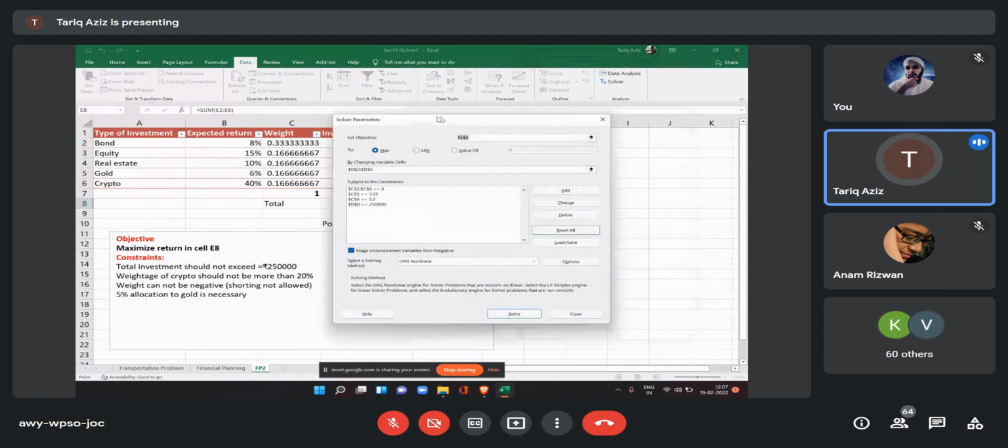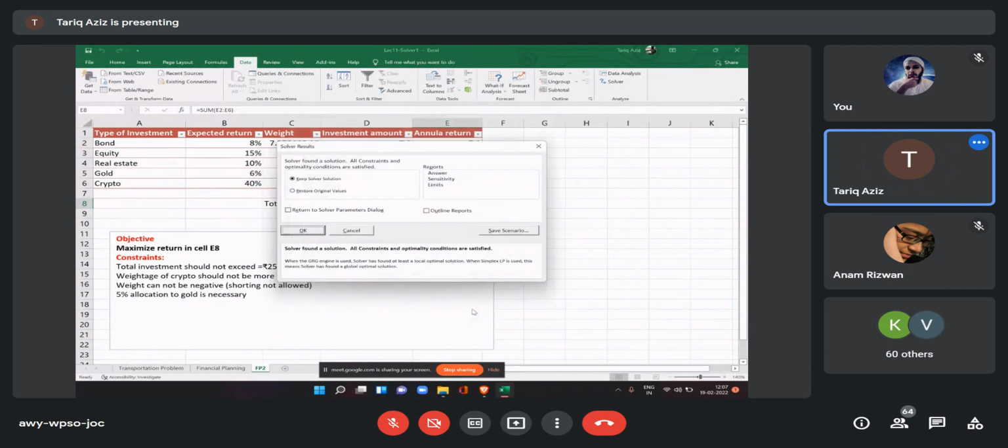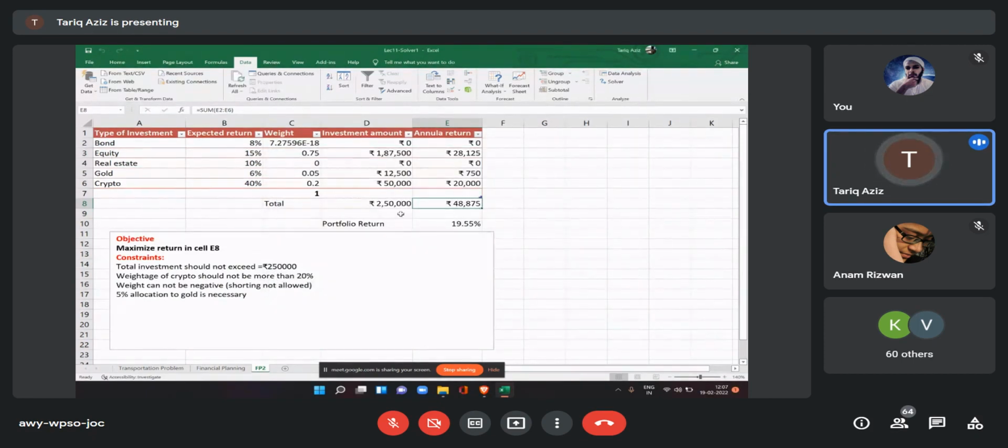So all these constraints have been specified, and now let me try to solve this. Once I have clicked on solve, the solver has solved this problem, and this is the optimal solution. It is asking us to invest 75% in equity, 20% in crypto, and 5% in gold. And the total amount of investment that we specified in the constraint, that it has to be maximum, should be 2,50,000.